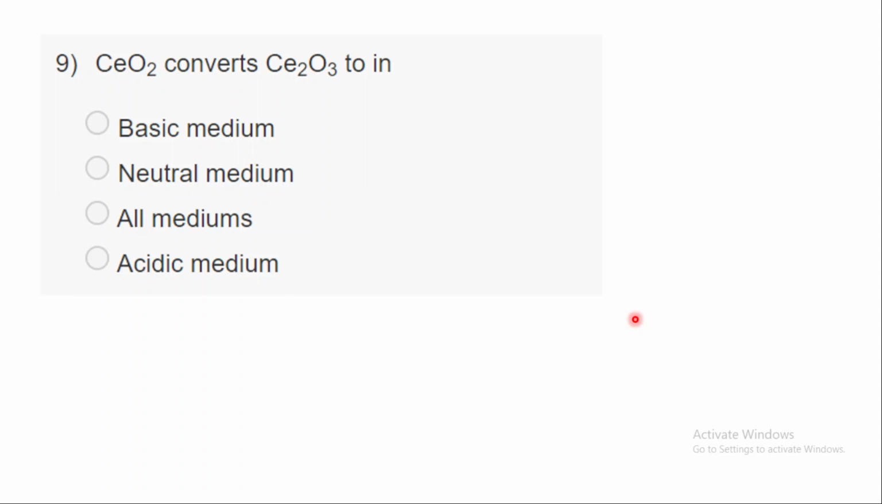In which medium do you think CeO2 will convert to Ce2O3? What do you think will be the right answer? Please mention in the chat box. I'll give you a subtle hint: if you calculate the oxidation numbers on cerium, you might be able to find out the answer. I'll wait for a minute to collect some answers.